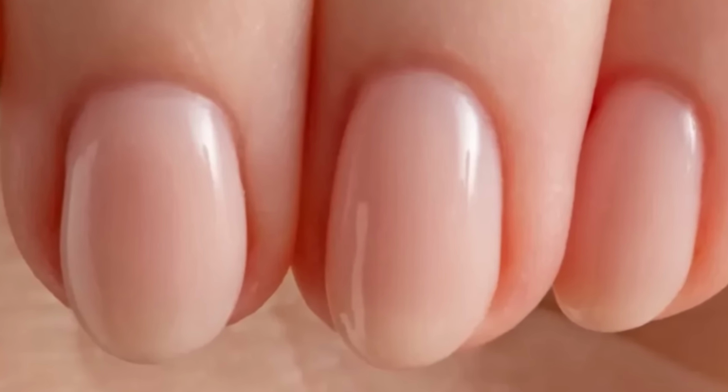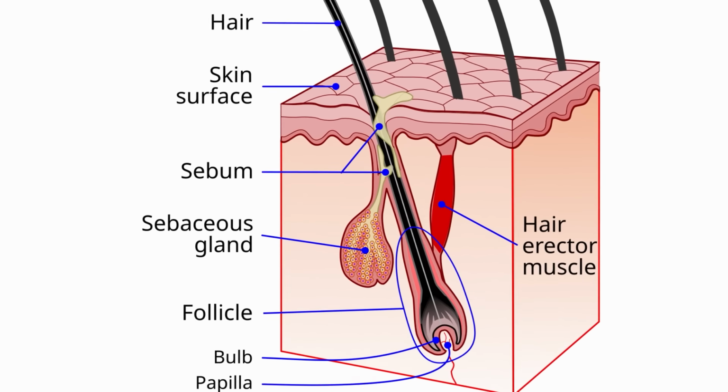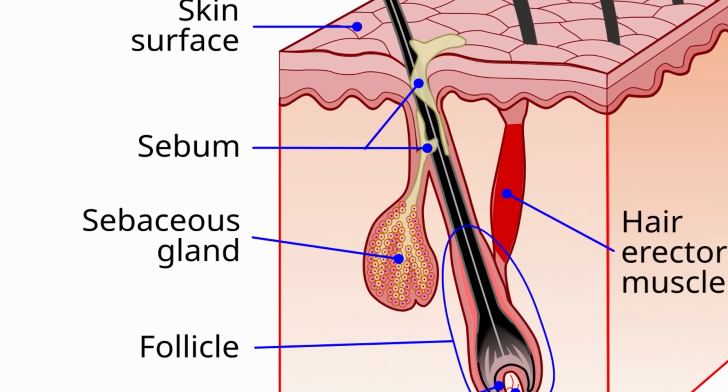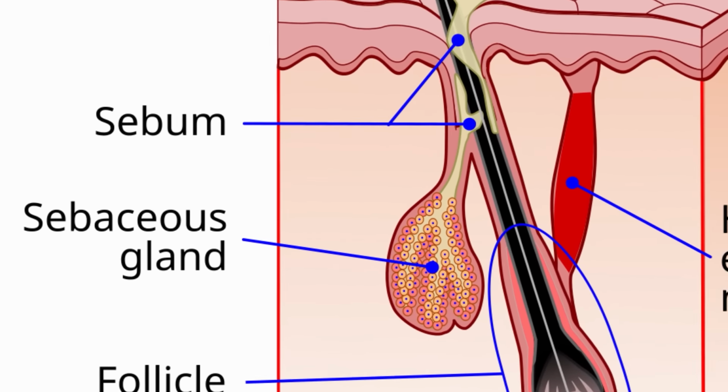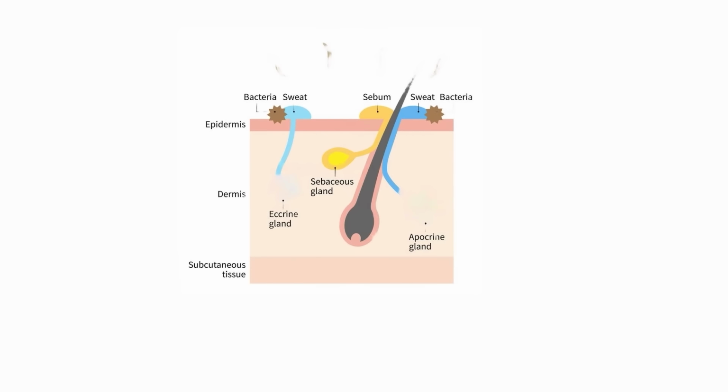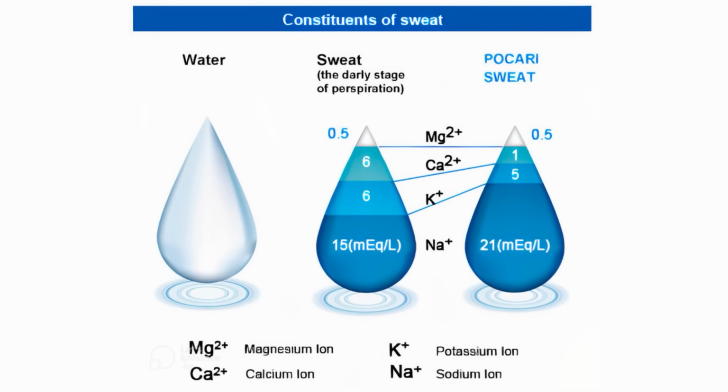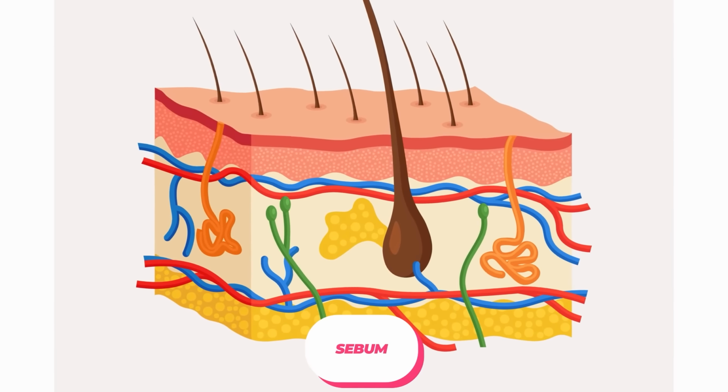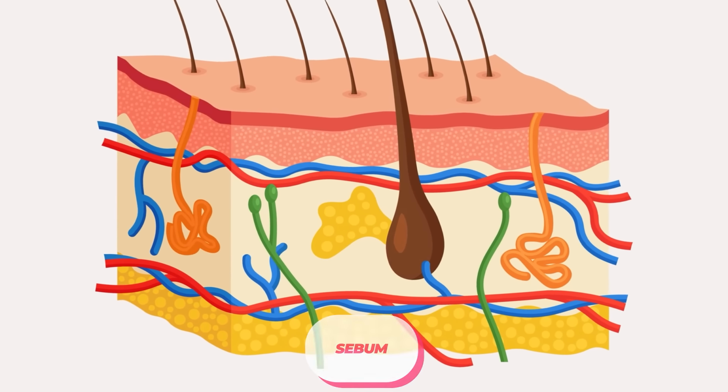Glands. The integumentary system also includes various glands, such as sweat and oil glands, which help to regulate body temperature and moisturize the skin. The sweat glands produce sweat, which cools the body through evaporation. Sweat contains water, salt, and other waste products. The oil glands produce sebum, which moisturizes the skin and hair. Sebum is an oily substance that helps to keep the skin and hair soft and supple.